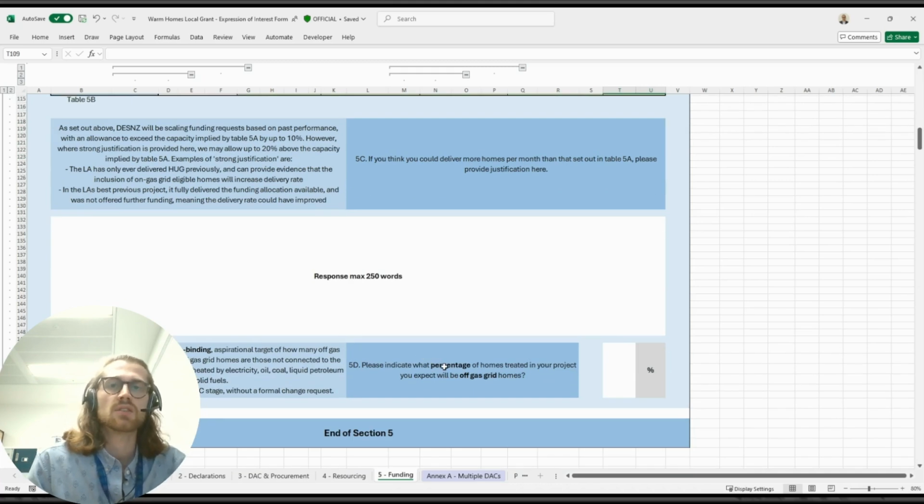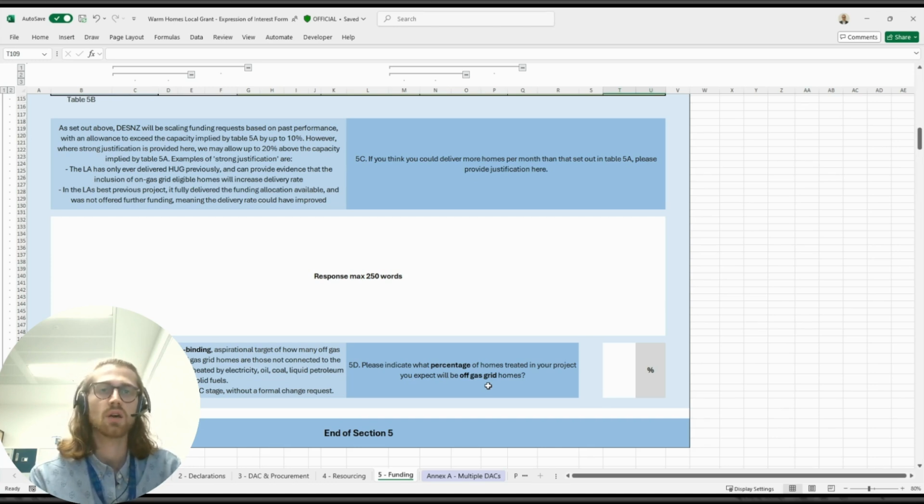Then the final question in this section is 5D, and it's asking what percentage of homes you expect to treat that are off the gas grid. So this is a non-binding aspirational target. Warm Homes Local Grant is both on and off gas grid, and we're not setting any kind of cap on the number of on gas grid homes, but we want to make sure that we are still treating off gas grid homes, and so we're asking for, as I say, a non-binding target based on what you expect to be able to do.